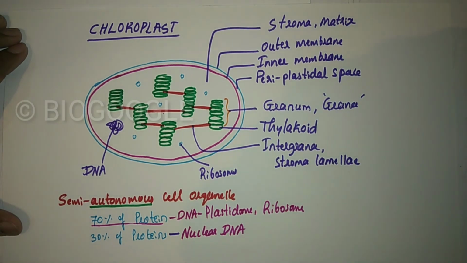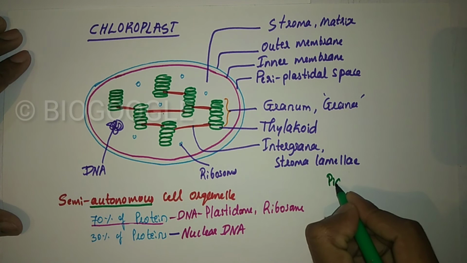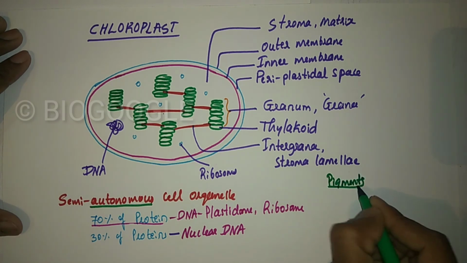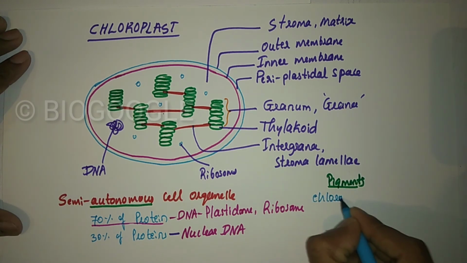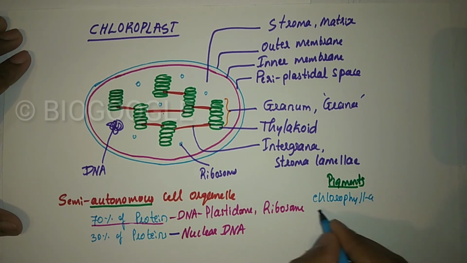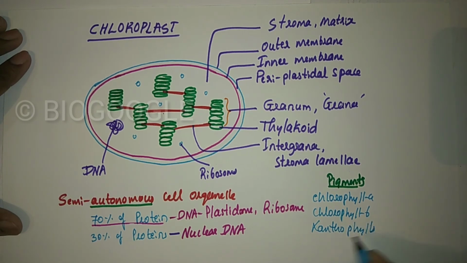For your information, the chloroplast contains photosynthetic pigments, such as chlorophyll A, chlorophyll B, sometimes xanthophylls, and some carotenoids, having blue, bright green, and various other colors.